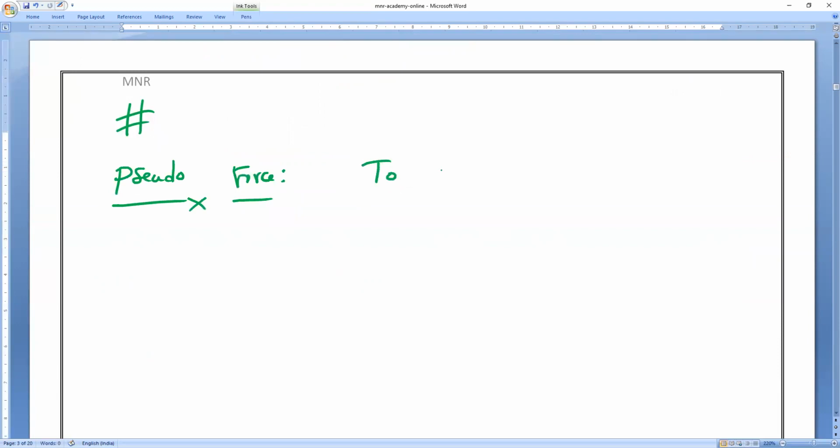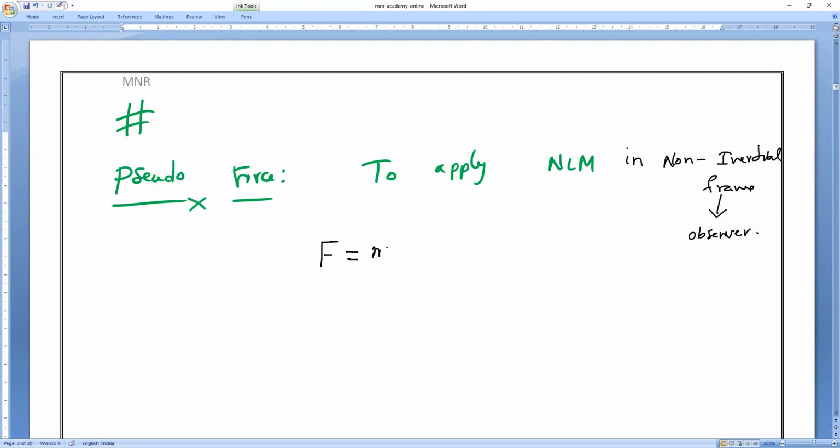To apply NLM, Newton's laws of motion, in a non-inertial frame of reference. Non-inertial frame means non-inertial observers, and then it's very simple. What is Newton's second law? F is equal to mass into acceleration.